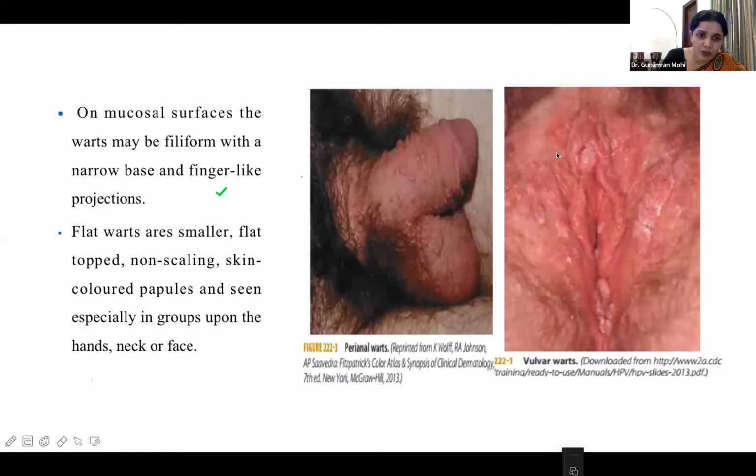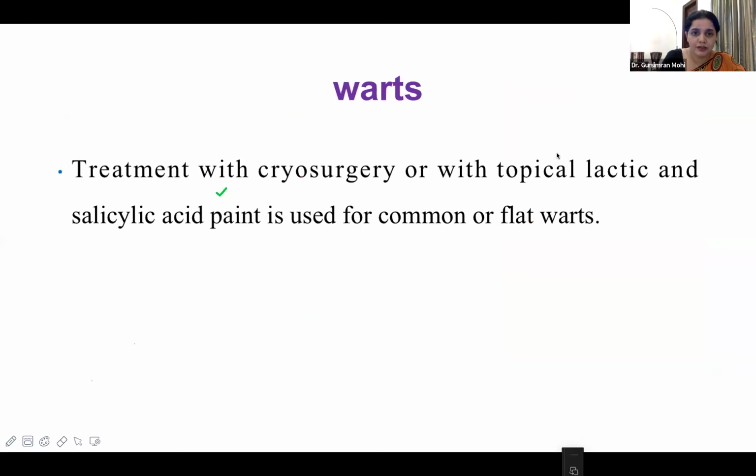These are the flat warts. They are smaller, non-scaly, skin-colored papules. They can be seen on the hand, neck, and face. They are treated with cryosurgery.